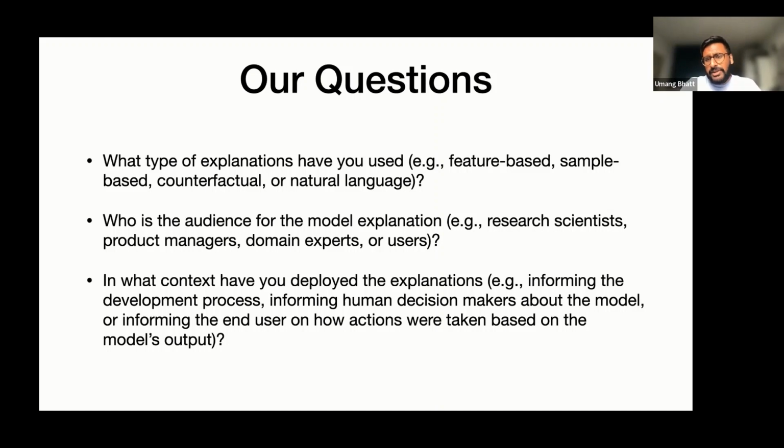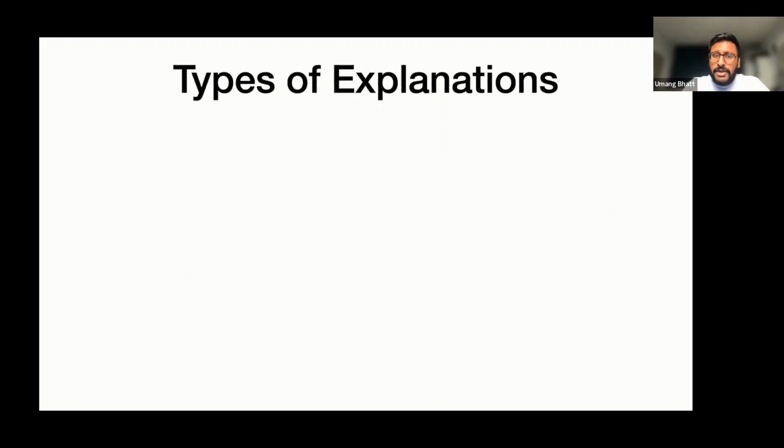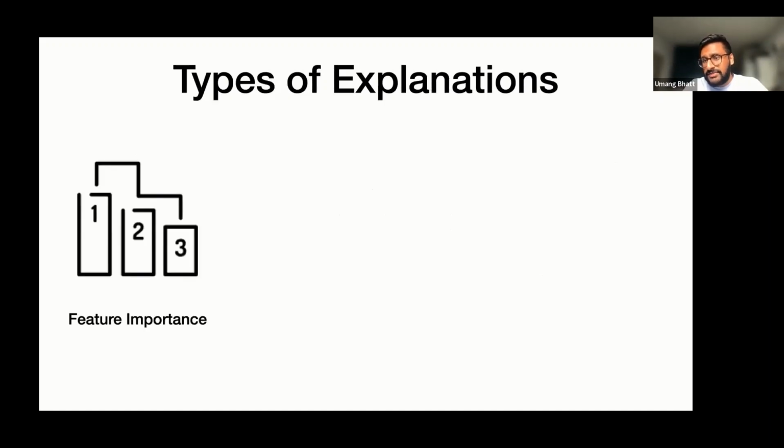So I'm going to go through some of the forms of explanations we found were most popular, and then talk about the stakeholders for whom these explanations were very popular. So the types of explanations that we found were popular were threefold. So the first is feature importance. Many of you might be familiar with this. This is largely like a saliency map is a form of feature importance, right?